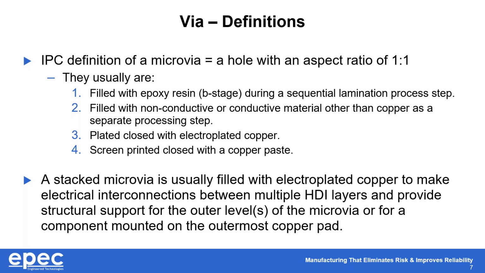Or we fill them with conductive or non-conductive material. We can plate them closed with electroplated copper depending upon how small the hole is. And sometimes we'll even fill them with a copper paste. But traditionally, now especially, number 2 and number 3 are becoming the most common way for us to manage microvias and the smaller through-hole vias as well.